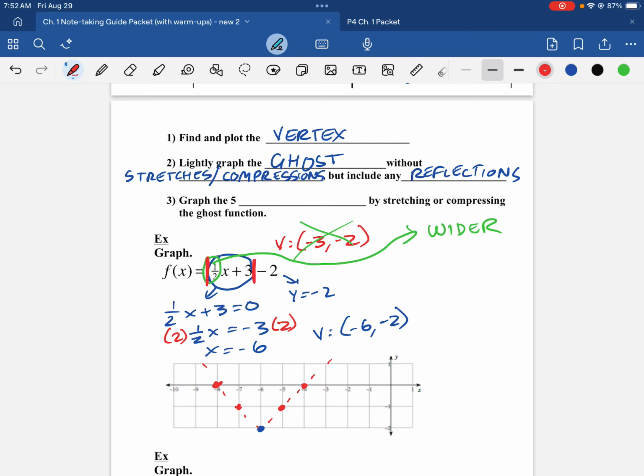Is that inside touching the x or not? It is touching the x. That means this is a horizontal change. And so it's either a horizontal stretch or compression, and to figure that out, I need to put wider and horizontal together. I need to think of these as a pair.